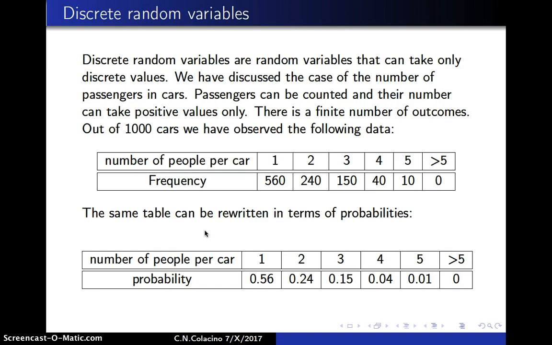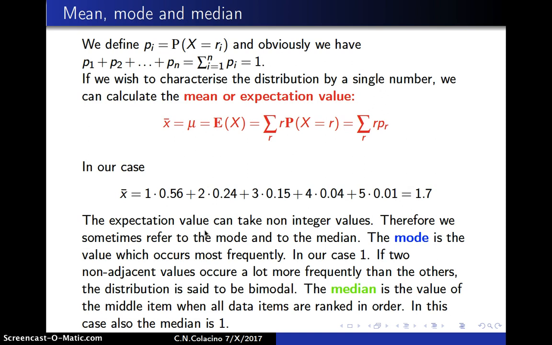of passengers. Out of 1,000 cars, we have observed the following data, and we have rewritten the table in terms of probabilities. So we have divided each frequency by 1,000, the total number of cars. We define the probability of the outcome i, so the probability that the random variable takes the value r_i, and obviously the sum of the probabilities must be equal to 1.